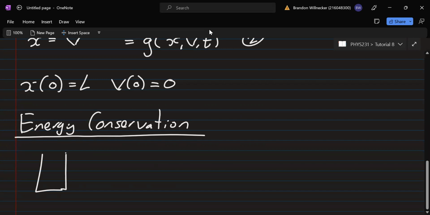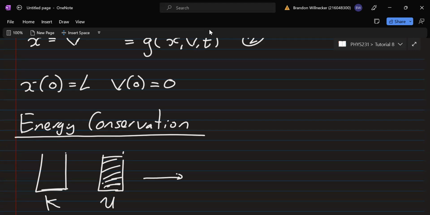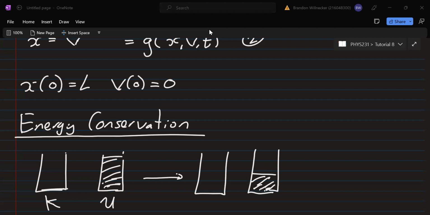So we can imagine it as something like this, where we have kinetic and potential. We start off having maximum potential and no kinetic, so that's 0. And then over time, the potential goes down. Okay, so that means the mass is moving closer to equilibrium, but as it moves closer to equilibrium, the kinetic energy will then go up.